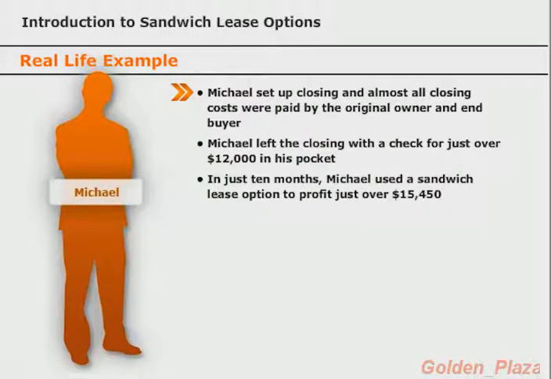Michael then set up the closing with a title attorney who required that all interested parties be present. They signed all necessary documents, and almost all closing costs were paid by the original seller and end buyer. At the end of the day, Michael walked out of the closing with a check for just over $12,000. Add that to the $3,450 he made from the first lease option, and in just 10 months, Michael used a sandwich lease option to make just over $15,450 in profit.